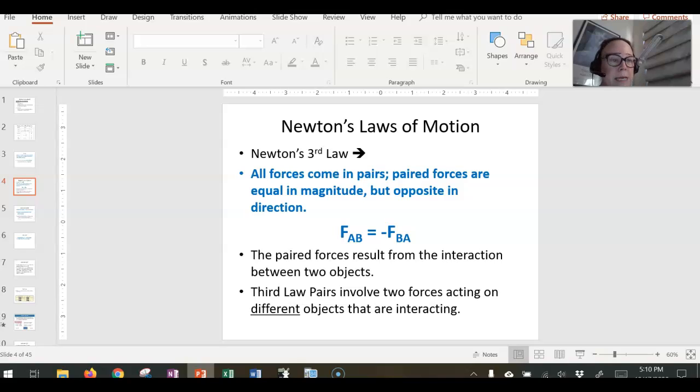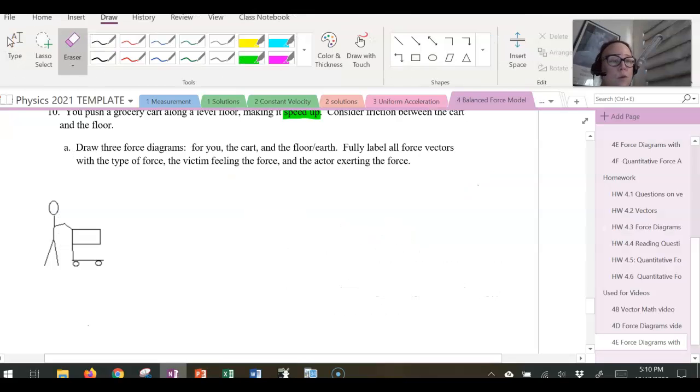So if object B is applying a force on object A, well, then object A is also applying a force on object B. These pairs of forces are equal in magnitude, but they always point in opposite directions. Okay, let's do an example so that we can learn better how to identify those third law pairs.